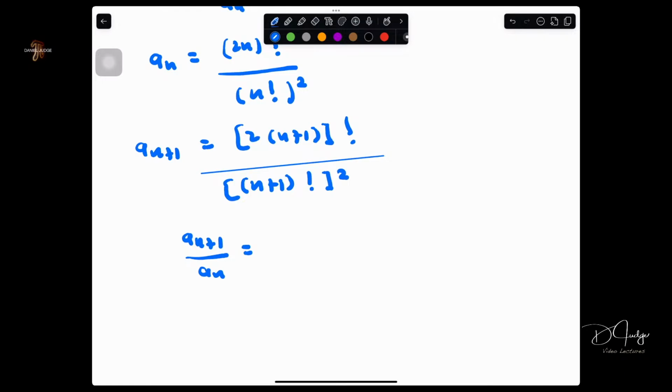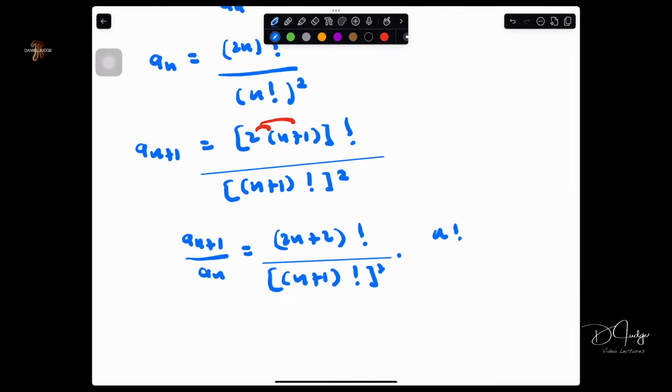Looking at the ratio now, I'm going to do a little algebra here. We get 2n plus 2 factorial over n plus 1 factorial to the second power. This will be times now the reciprocal, which is n factorial squared over 2n factorial. Okay. Got to take the absolute value here.